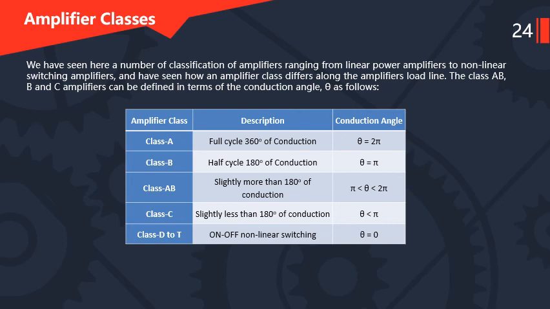So in class A, full cycle 360 degrees of conduction, so the conduction angle theta is equal to 2 pi. In case of class B, theta is equal to 180 degrees, or theta is equal to pi. In class AB, theta lies between pi and 2 pi. In class C, theta is less than pi, meaning less than 180 degrees, and in class D to T, theta is equal to 0.